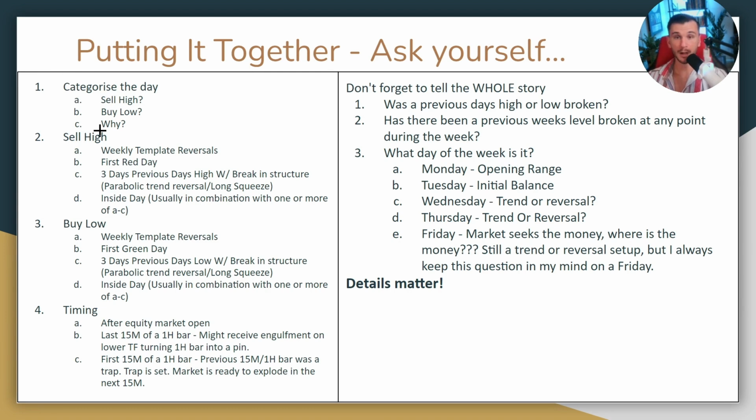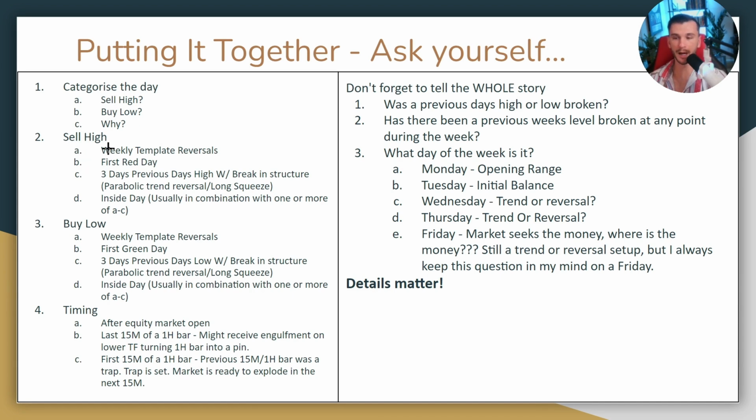What was your signal? What is the 3-day template looking like? You're categorizing the day. Is it going to be a sell high day or is it going to be a buy low day, and why? The why is going to be based off of your trading setup. If it's a buy low day based off of a first green day, where are your areas that you should be looking to buy low?